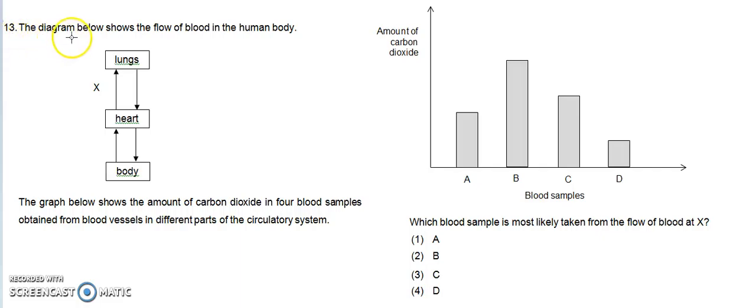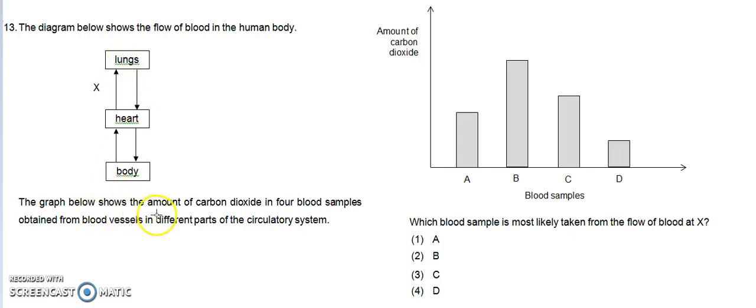Question 13. The diagram below shows the flow of blood in the human body. So we can see a list of arrows here showing from lungs to heart, from heart to body, from body back to heart, and from heart back to the lungs. And then we have X here between the heart and the lungs.